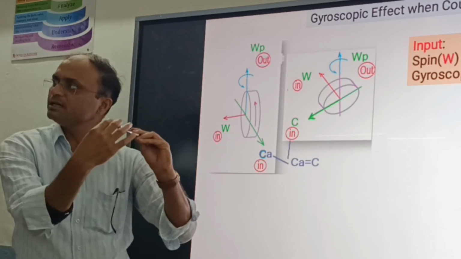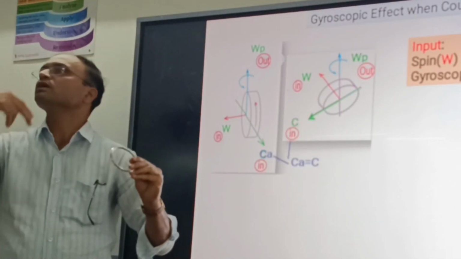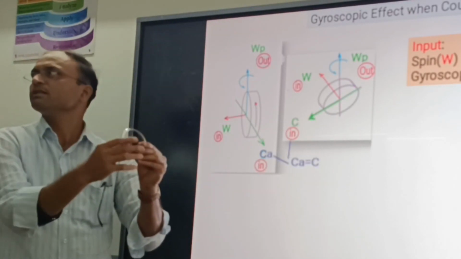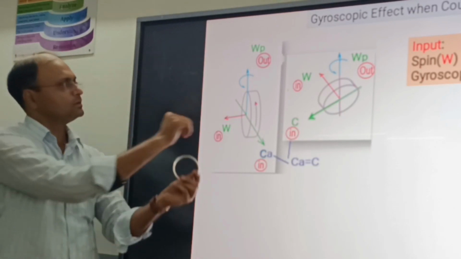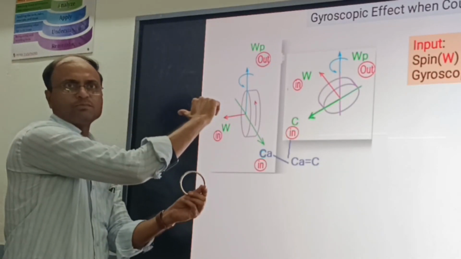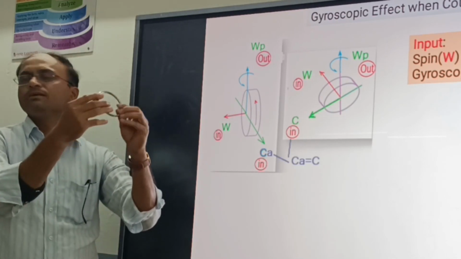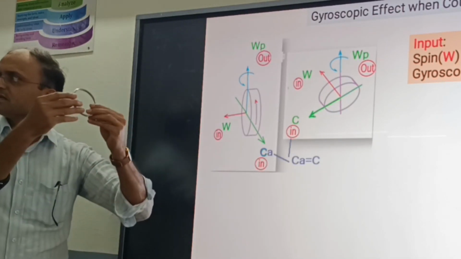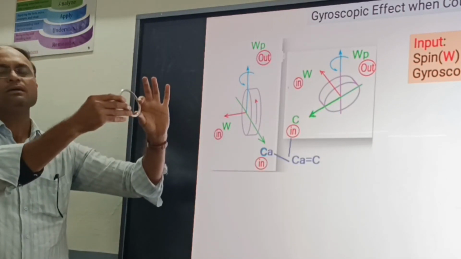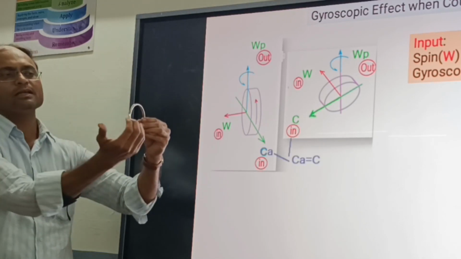In this case, the couple is given as input. So what will be the output effect? Let us see. So this is direction of this spin vector. Then if it is tilted to the left, couple is acted in such a way that the disc is tilted to the left. Okay, so I am tilting the disc like this.